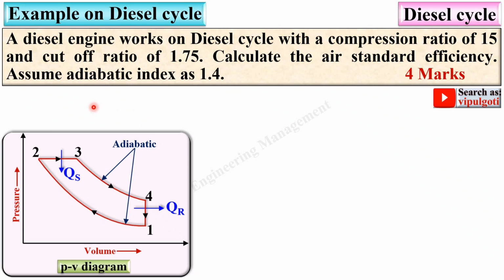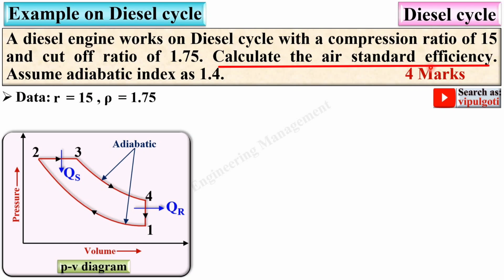Now I am going to write the given data into the symbolic notation. So here compression ratio is given to you as 15. So you know that compression ratio is V1 by V2, that is denoted by small r. So I can write over here r is equal to 15. And cutoff ratio is given to you as 1.75. So cutoff ratio is V3 by V2 and that is denoted by rho.